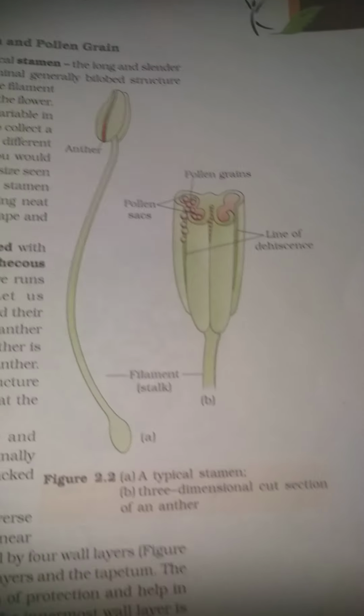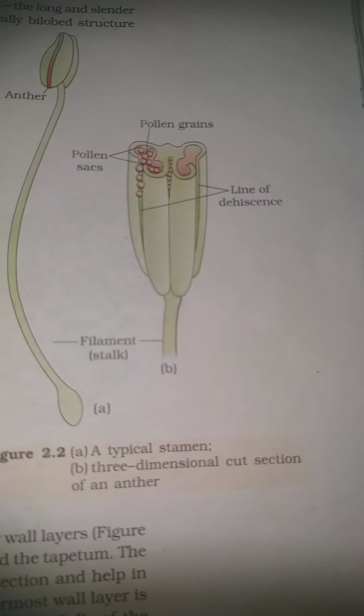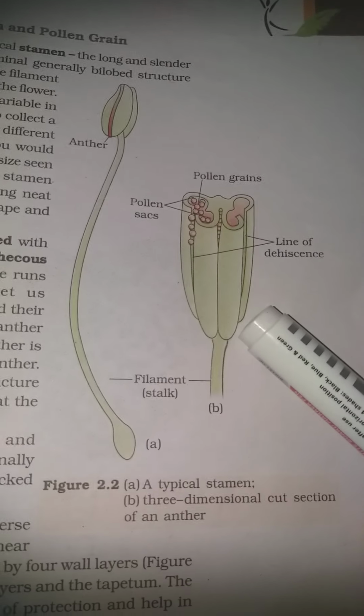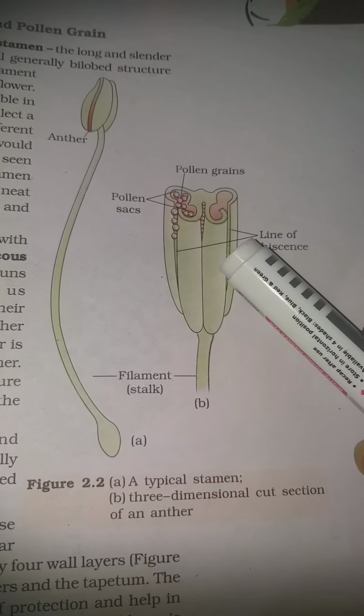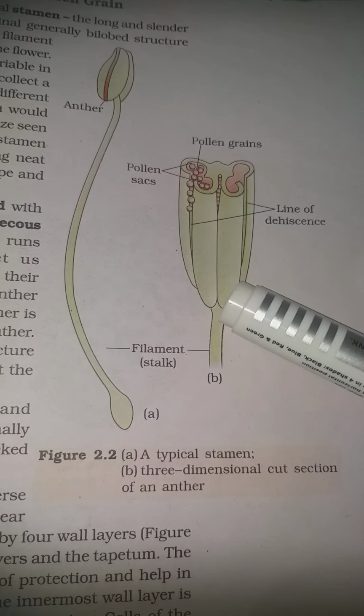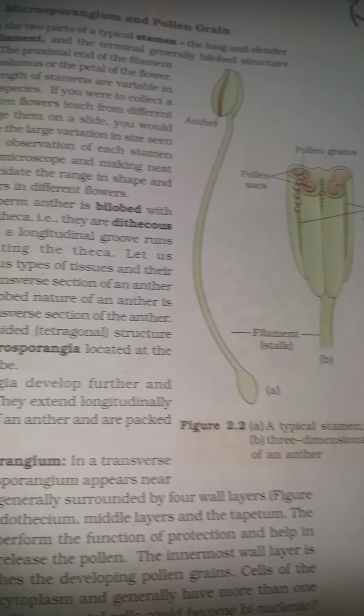Now here you see this is the structure of the anther. So this is the pollen structure. Now what is this? You see here the lines of dehiscence. That means when these get dehydrated, the anther lobe actually bursts in a longitudinal manner. So that is what is known as a line of dehiscence.